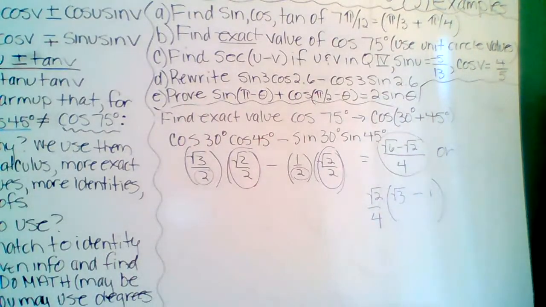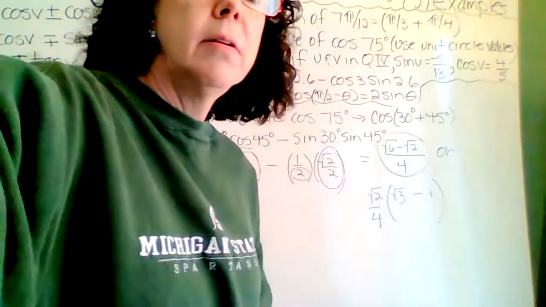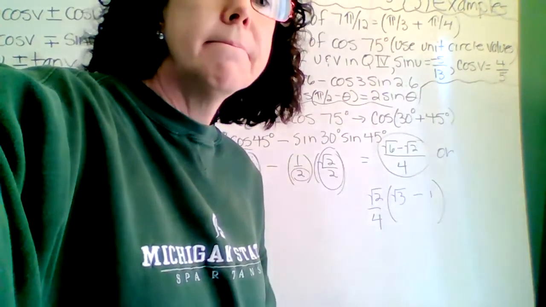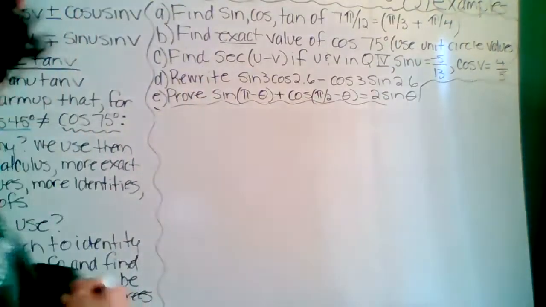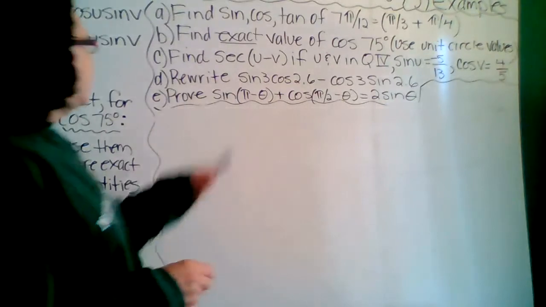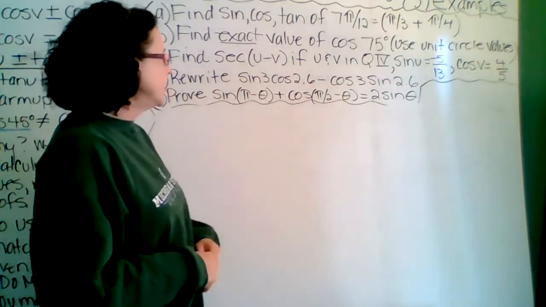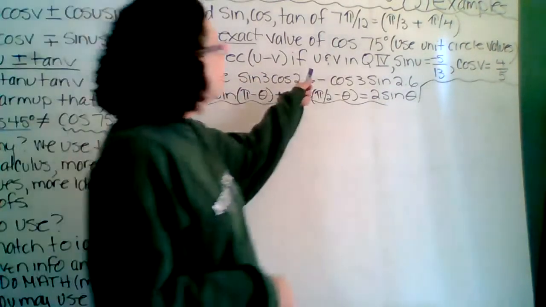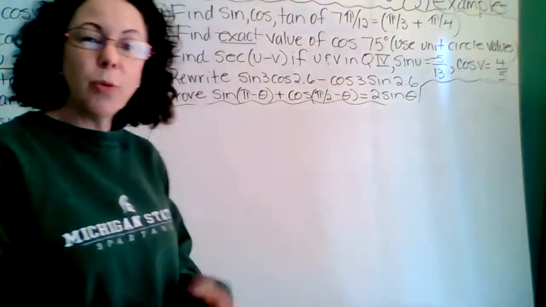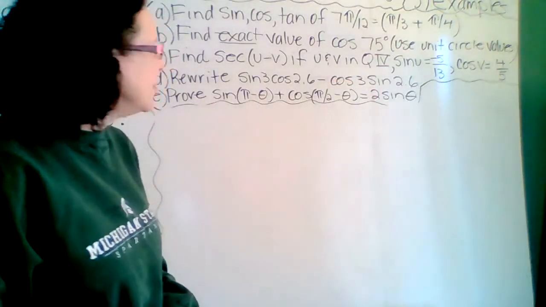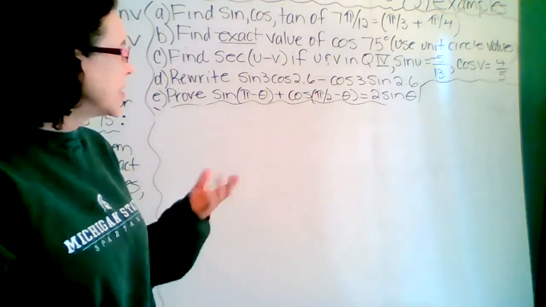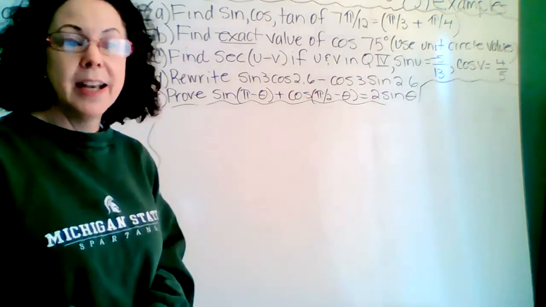Okay, let's try C. On C, they want you to find the secant of two angles being subtracted if U and V are in the fourth quadrant, and sine of U is negative 5/13 and cosine of V is 4/5.